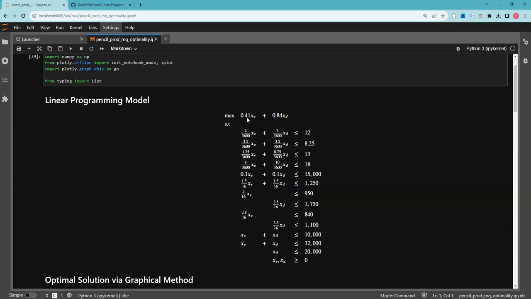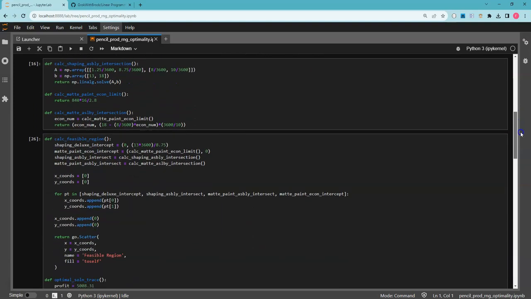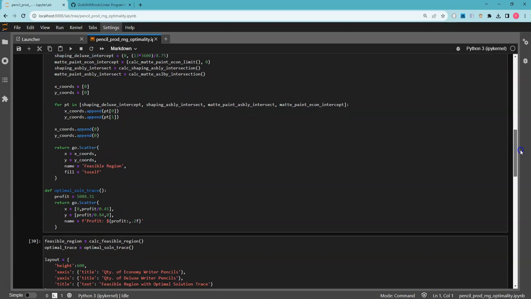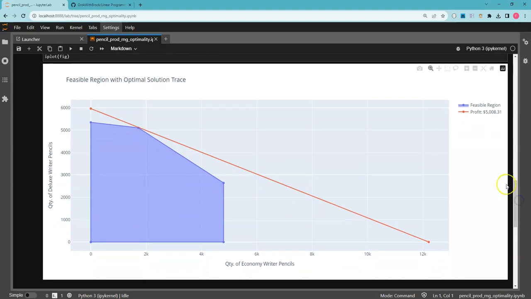And so to get this started, let's first just look at the graphical solution, which I've done a little bit of work here just to shorten the length of the video, and also all this work is contained in some previous videos. In a previous video we went through and found the optimal solution graphically, and it looks like this. The optimal solution occurs at the point 1721.7 roughly, and that's how many economy writer pencils to make, and 5102.7 deluxe writer pencils. And this yields a profit of roughly $5,008. And so we ended up at a place like this.